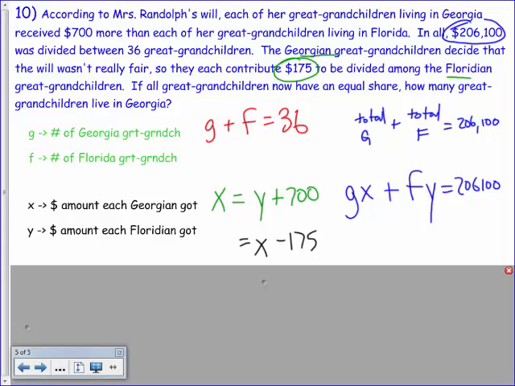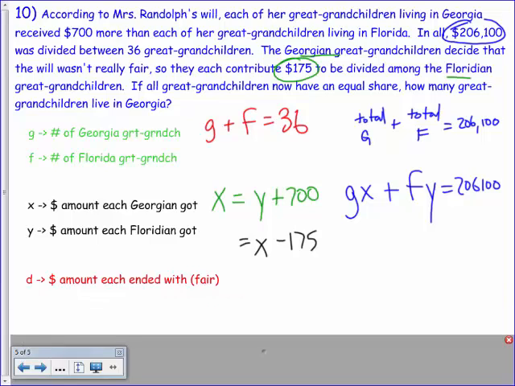What does it equal? Well, can we bring a new variable into play? Sure. Remember, when we subtract 175 from the amount of the Georgia ones, it's going to be the equal amount that each one has now. So we could say D represents the amount every single grandchild ended with, because that's the fair amount. So when we take away 175 from each Georgian, then the total that each grandchild gets is D. Okay, we're getting close here.